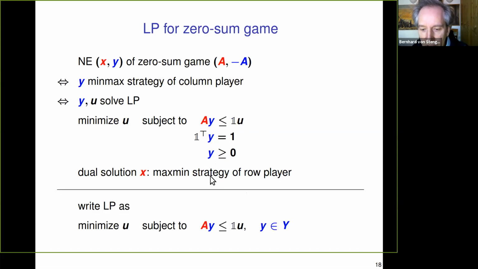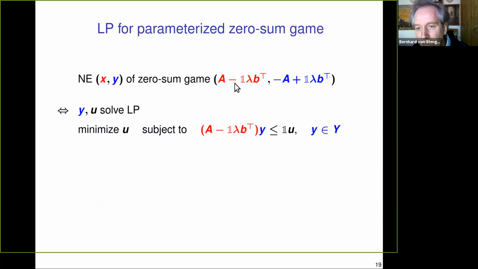And what I do now is I will look at this LP. I will simplify it a little bit by writing y in Y for these two constraints. This Y is now the mixed strategy set where y sums to 1 and is non-negative. This means the constraints for y. Okay, and now we go to our parameterized game, because that's what we're interested in, where the payoff matrix to player one is A minus lambda times B transpose. So I now have an LP where I parameterize the entries of the matrix A of the LP.